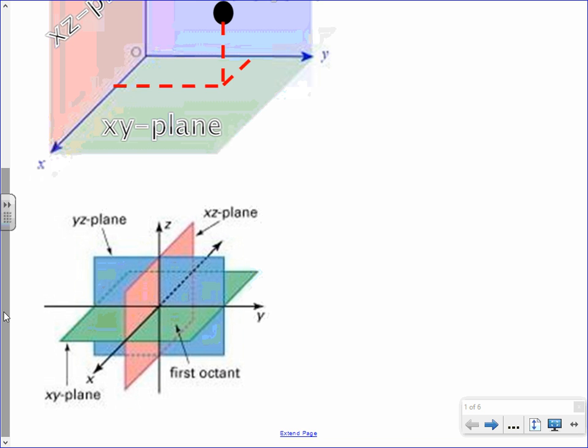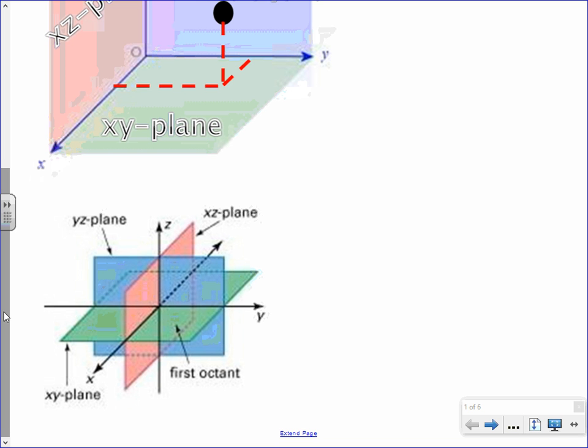Okay, now there's 8 octants because those 3 planes divide up our space into 8 different sections. Okay, and this is what we're going to mainly work on today. How to plot points and where they live. Okay, and then we'll also talk about distance.